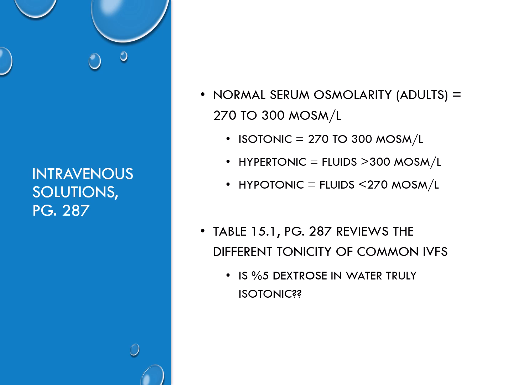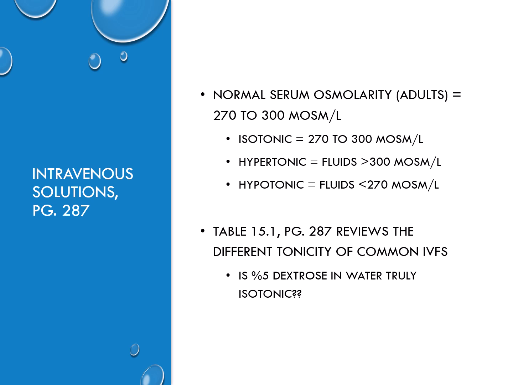Normal serum osmolarity is between 270 and 300 milliosmoles. Isotonic is 270 to 300 milliosmoles. Hypertonic fluids are greater than 300 milliosmoles, and hypotonic fluids are less than 270 milliosmoles.